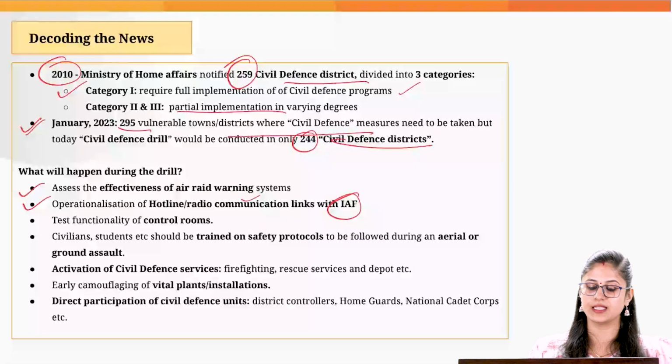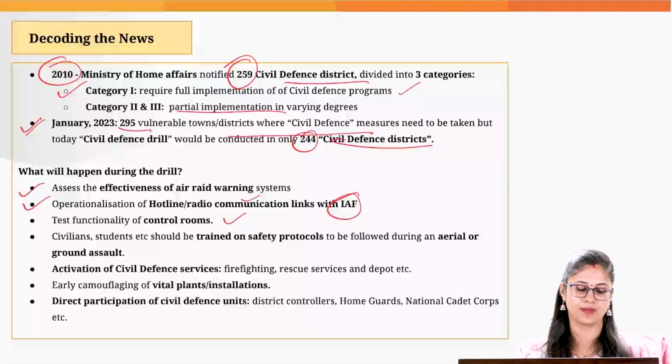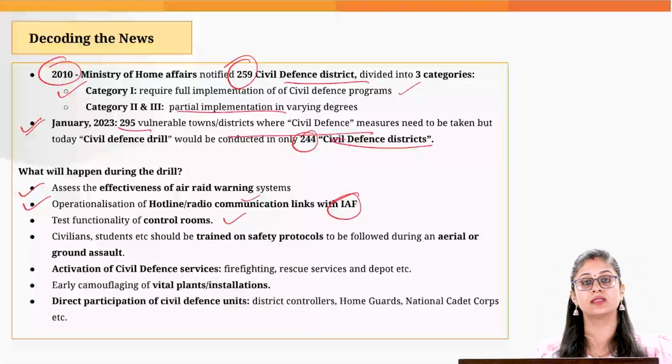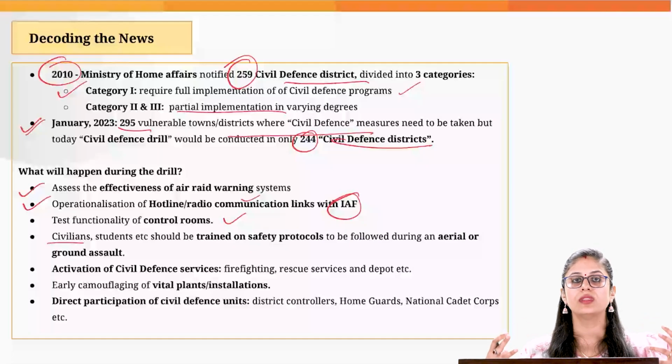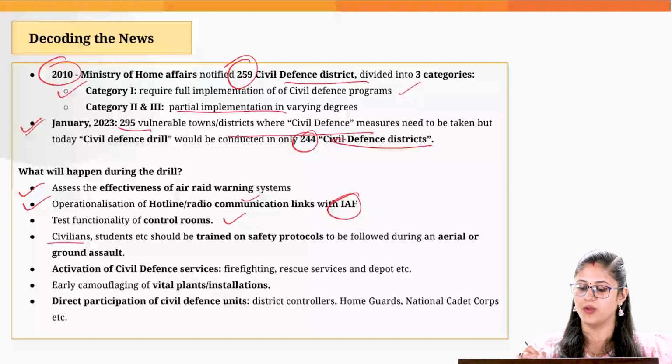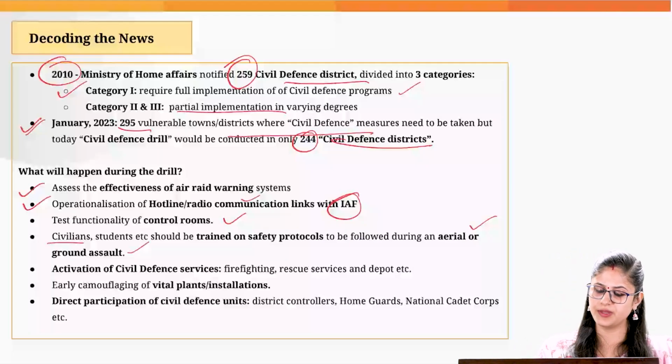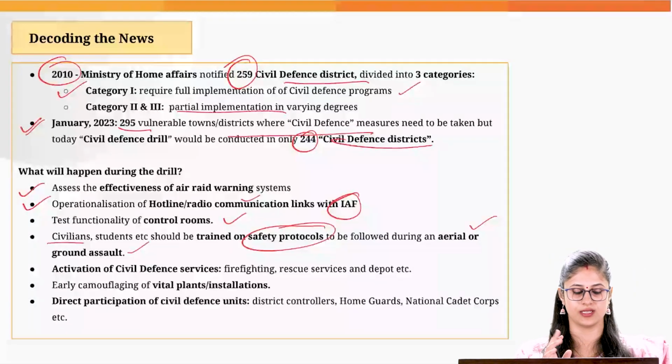We will be testing the functionality of our control rooms. We will be training the civilians, the students, on how they have to protect themselves in case there is an aerial or ground assault, and what safety protocols they have to follow in such a scenario.